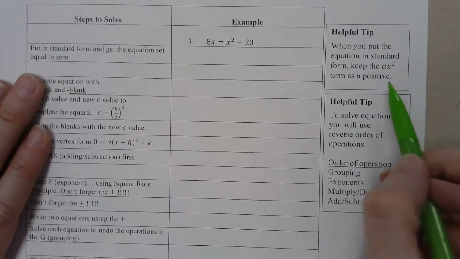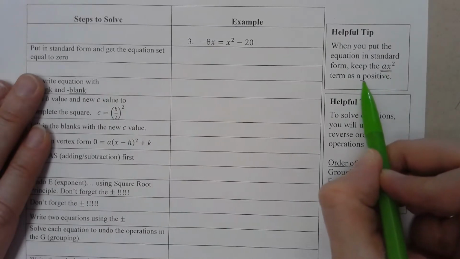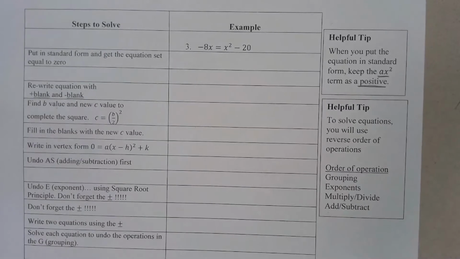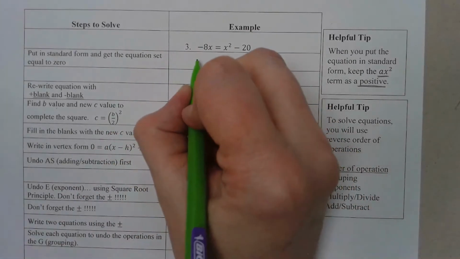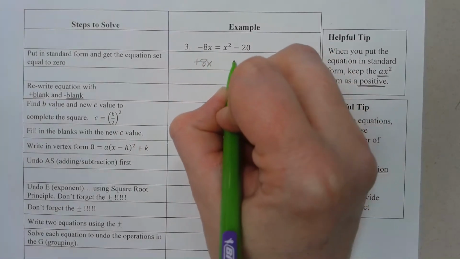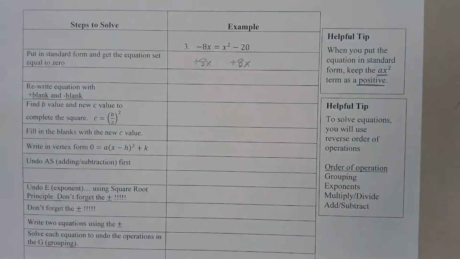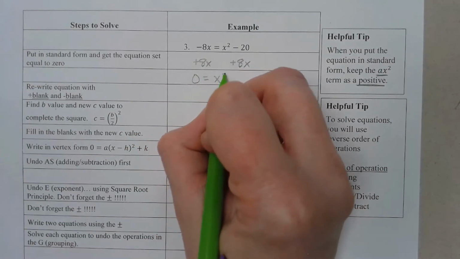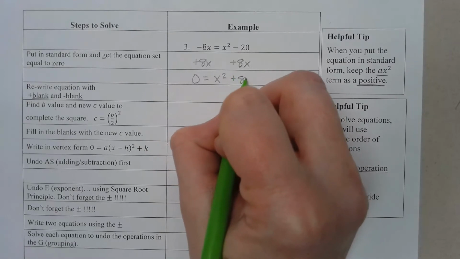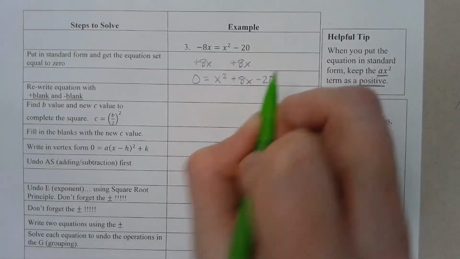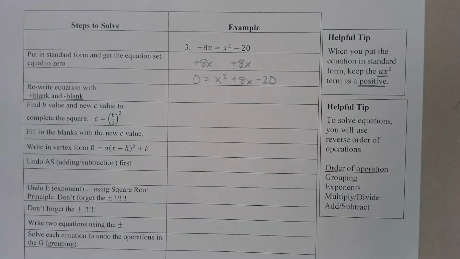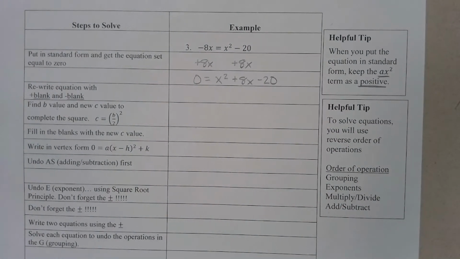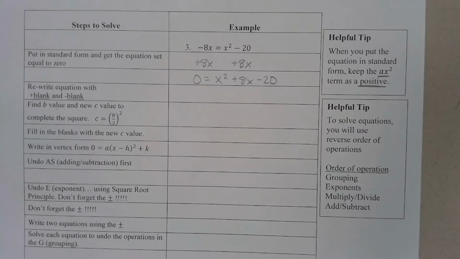I typically recommend keeping your ax squared term positive. If you can, it just makes life so much easier, especially with this method of completing the square. You have to have a positive 1. So that means we're going to add 8x to both sides. Because we need it in standard form, of course, that equals 0. Our ax squared will go first, then our bx term, and then finally our c, putting those in the correct order. Since we couldn't really combine any like terms, we were just writing them in the ABC order that they are supposed to be in.